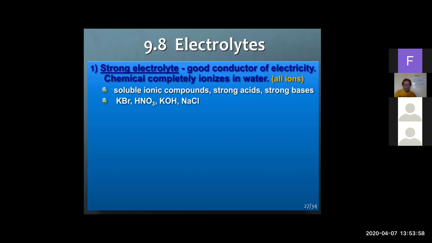Hence, they're good conductors. Anything that's an ionic soluble compound, or any of the strong acids or strong bases, are strong electrolytes. So things like potassium bromide, nitric acid, potassium hydroxide, and sodium chloride. They're very strong electrolytes.